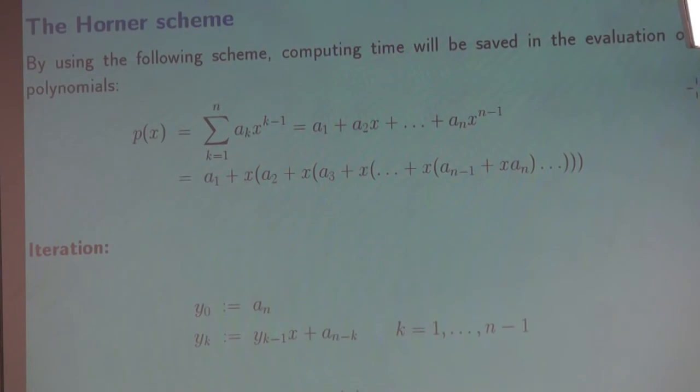But this can be done easier if you write this as a1 plus x times, and now you open the bracket, so we can take this x out of the bracket, times a2 plus x times a3, and so on. And then you see there is no more application of the power function. What we have is n additions and n multiplications, and the complexity is linear. That's the trick, and that's it about the Horner scheme.